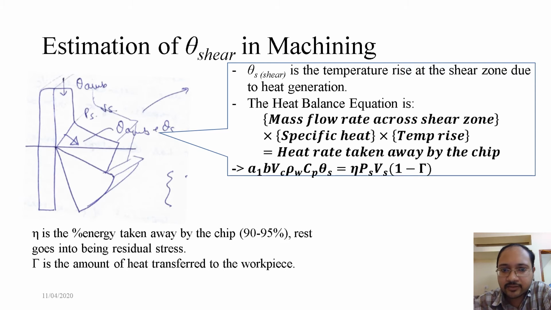So what is eta and what is capital gamma? Eta is the percent energy taken away by the chip, which can be 90 to 95%, and the rest goes into residual stress. Capital gamma is the amount of heat transferred to the workpiece.